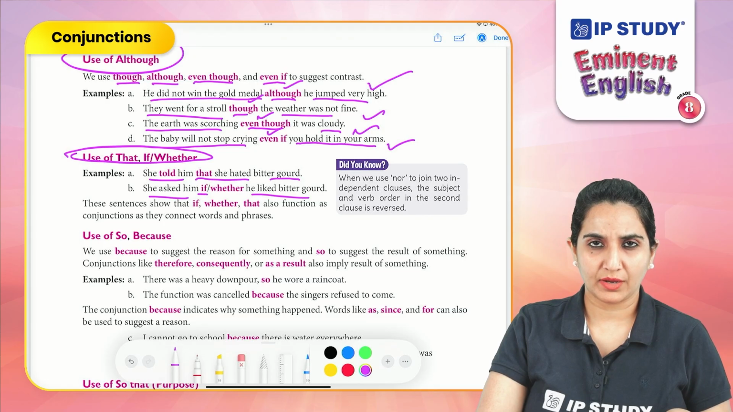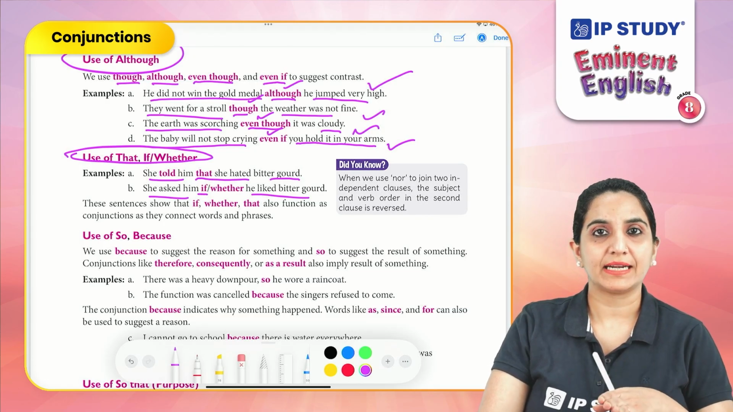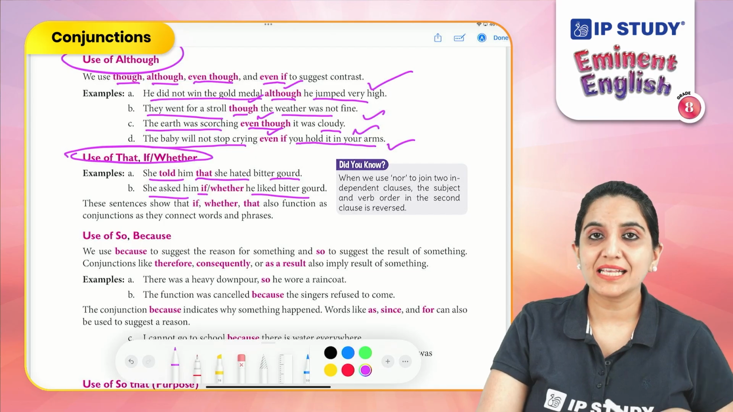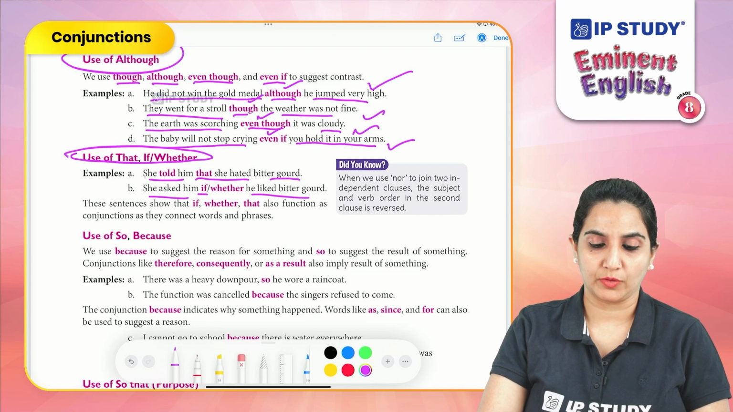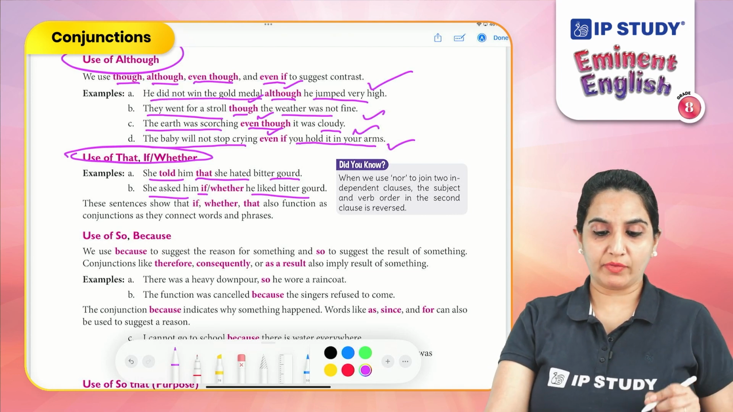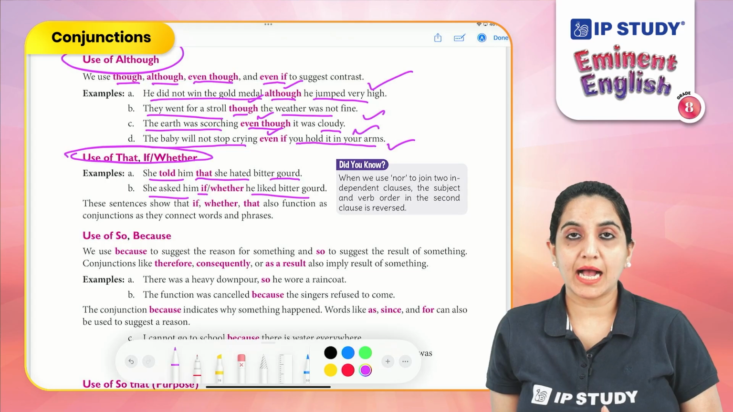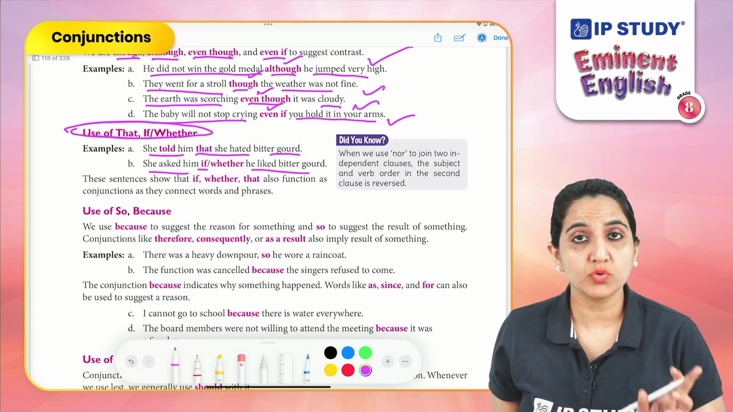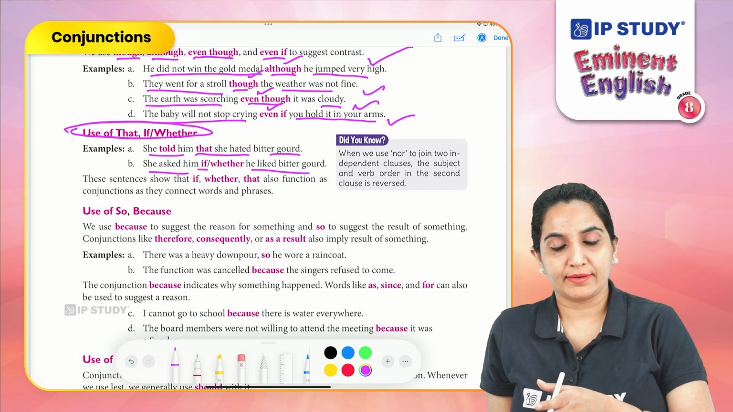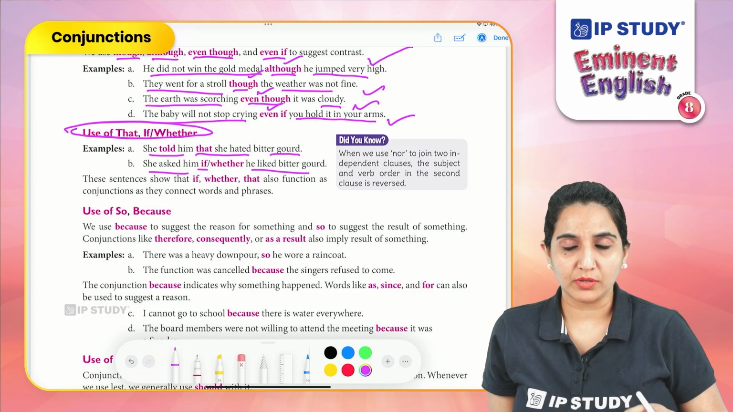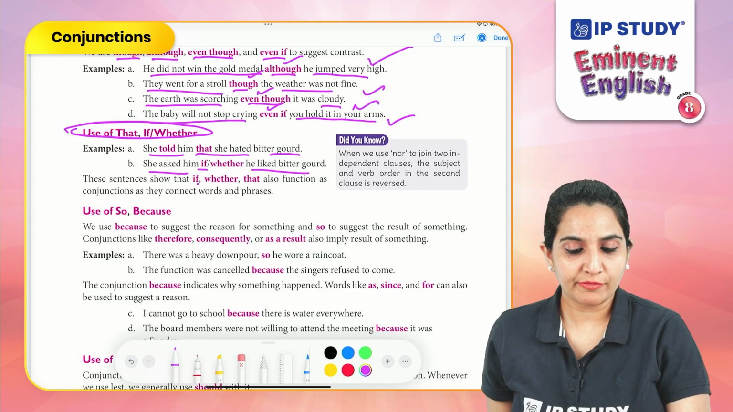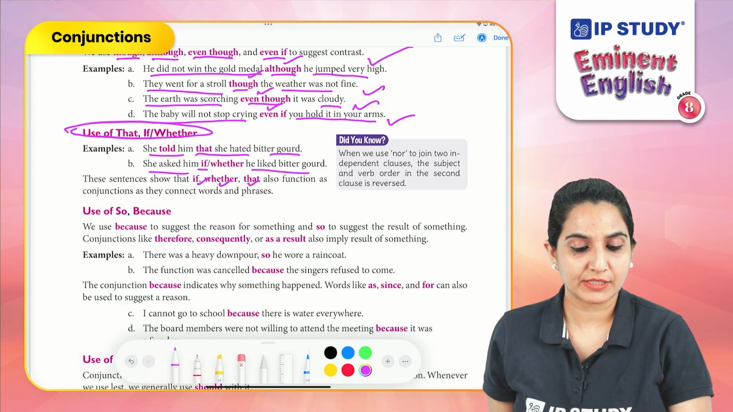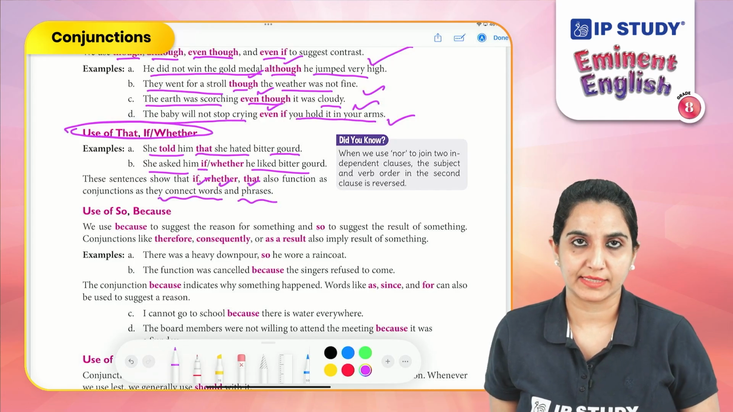She told him. What did she tell him? She told him that she hated bitter gourd. She asked him whether he liked it, whether he liked bitter gourd. She asked him if he liked bitter gourd. So that, if and whether are used when you are asking or adding more information to the sentence. Whenever you use told, we try to use that there. And whenever we use asked as a verb, we add if or whether. In these sentences, if, whether, that also function as conjunctions as they connect words and phrases.